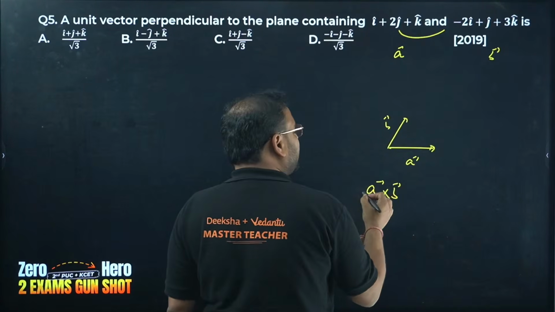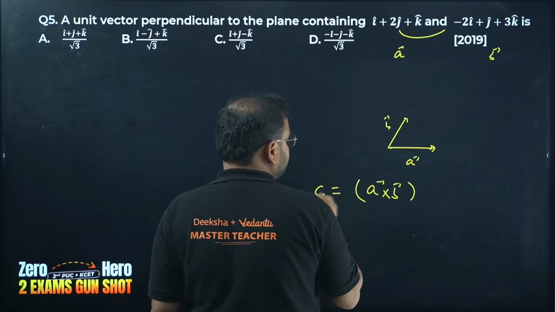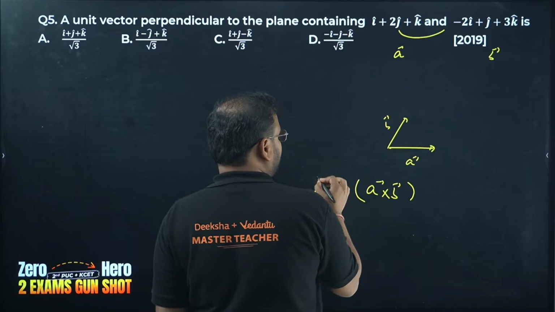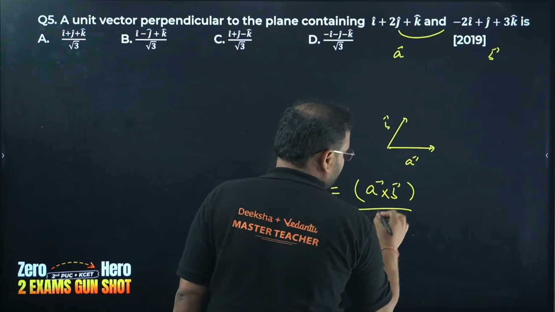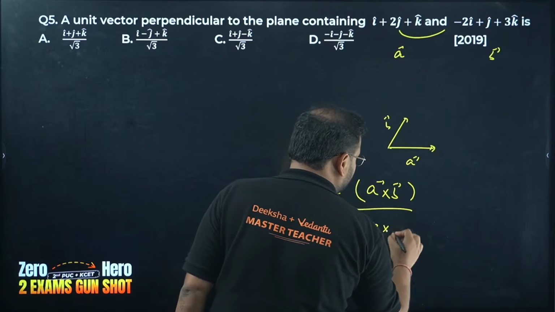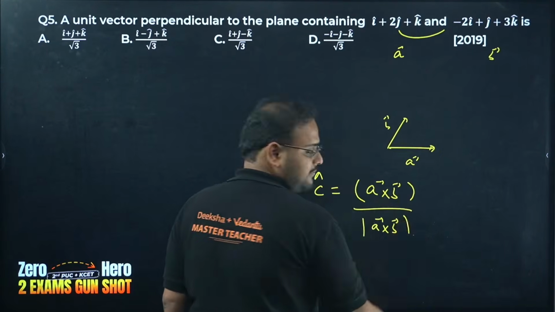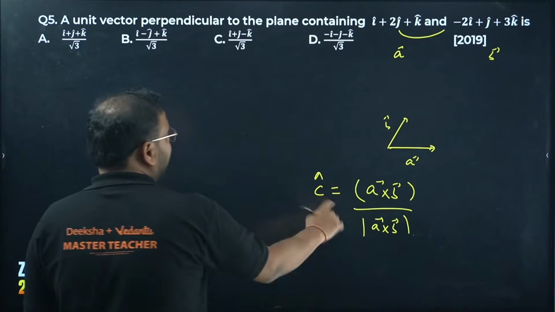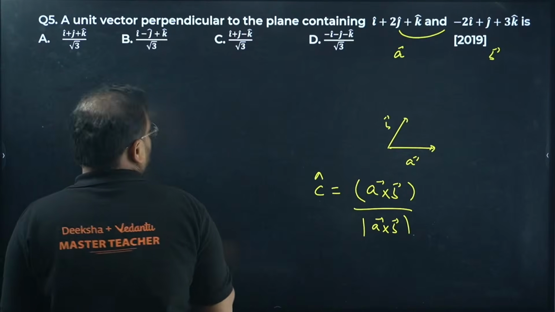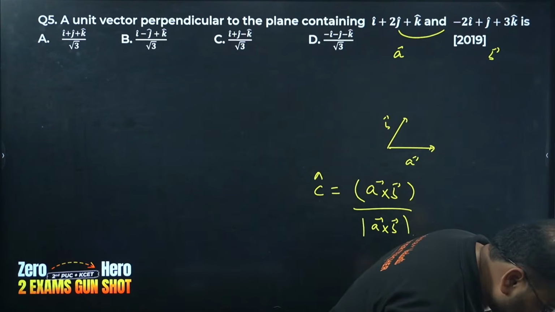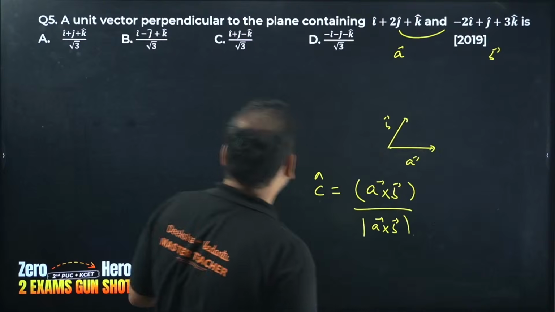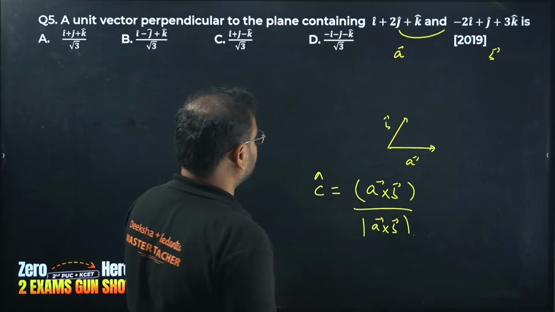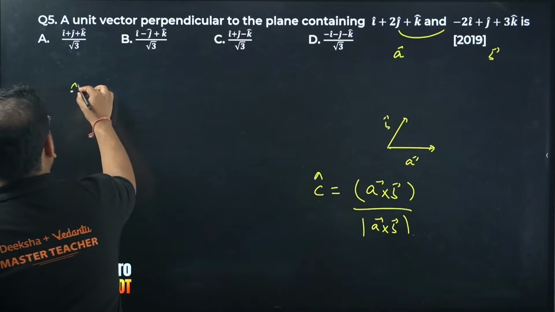Let's say this vector is my vector C. I have to find C cap actually. So A cross B by mod of A cross B is my result. Find A cross B first. Somebody has given the answer already. Distortion and Shravani, A was right in the previous question for this one. Let's find A cross B first.